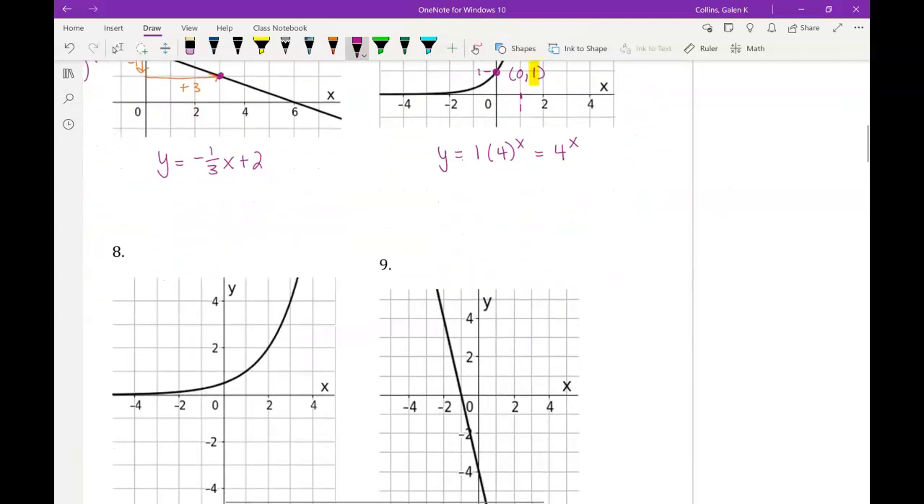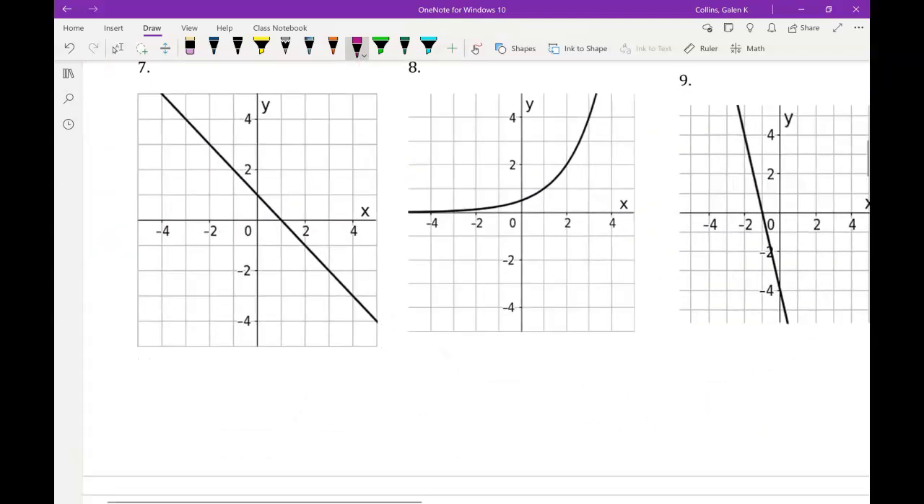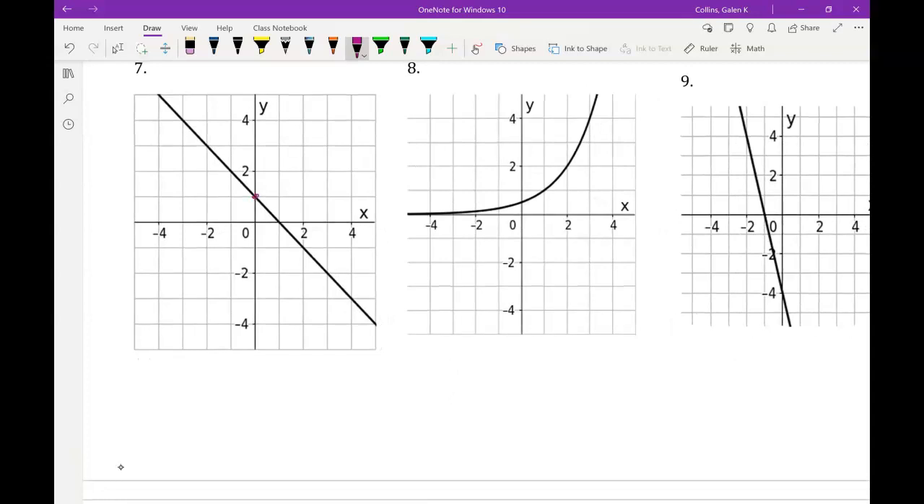All right, so let's see. That was number 6. Number 7, we'll do these a little faster. We've got another linear. Our y-intercept is (0, 1). Our slope, we're going down 1 every time x increases by 1. So my slope is negative 1 over 1, which is negative 1. So I could write this in the form of y equals negative 1x plus 1. And that's the same as just negative x plus 1 or 1 minus x.